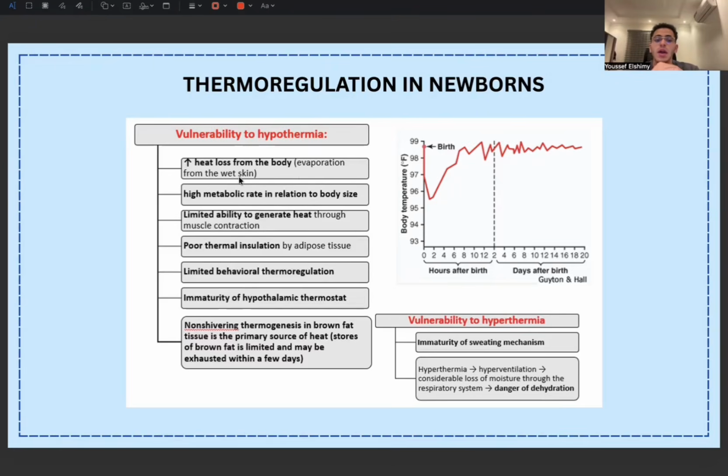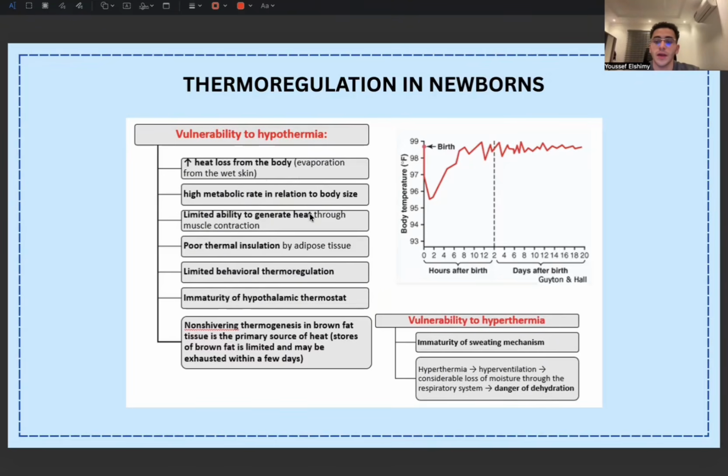They also have a high metabolic rate in relation to their body size. They are small in size, but they have a high metabolic rate. So since they have a high metabolic rate, they would lose energy faster than normal. And they have limited ability to generate heat through muscle contraction.